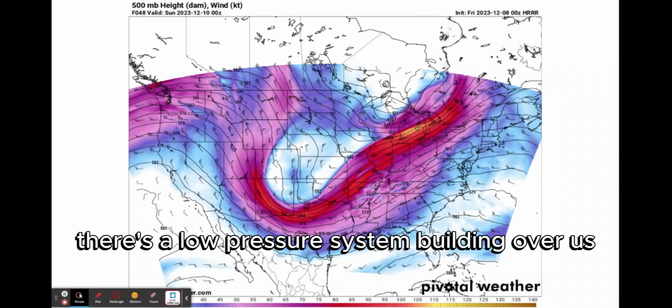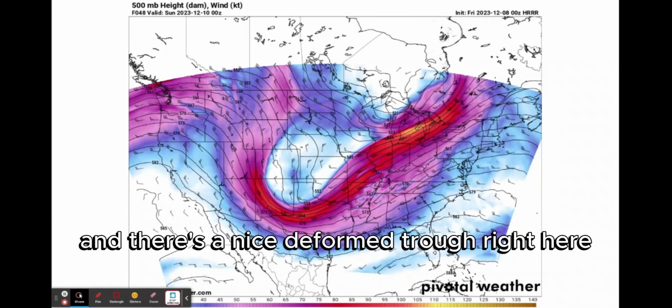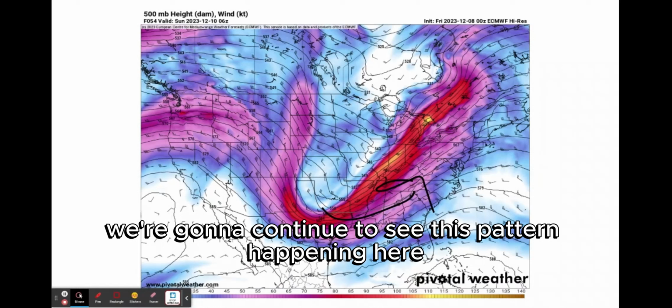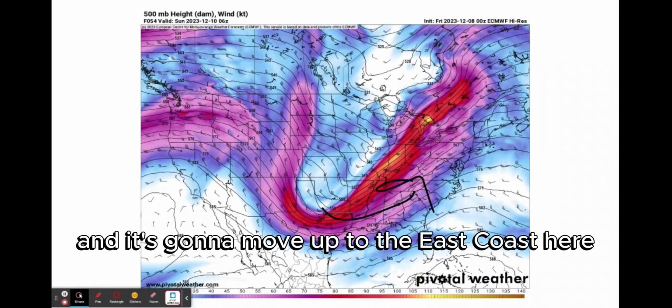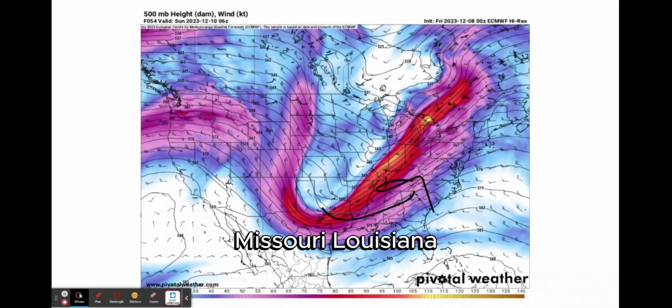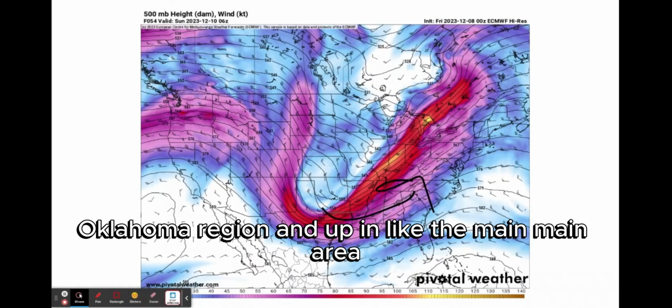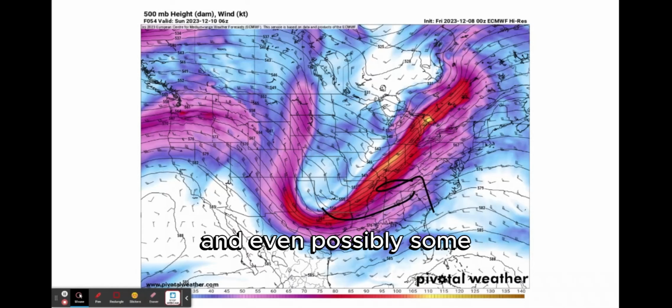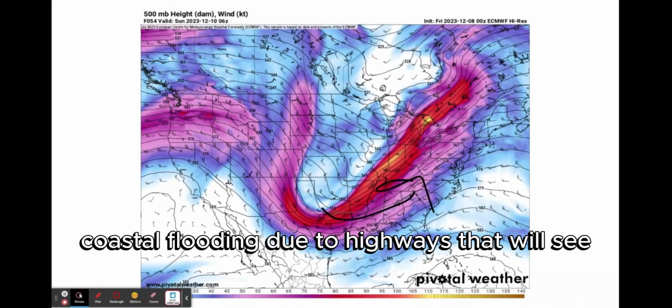So currently, there's a low pressure system building over us, and there's a nice deformed trough right here, moving across the U.S. here. We're going to continue to see this pattern happening, and it's going to move up through the East Coast, bringing possible tornadoes down to Texas, Missouri, Louisiana, Oklahoma region, and up in the main area. Over in New England, you could expect some even blizzard conditions, and possibly some coastal flooding due to high winds that we'll see.